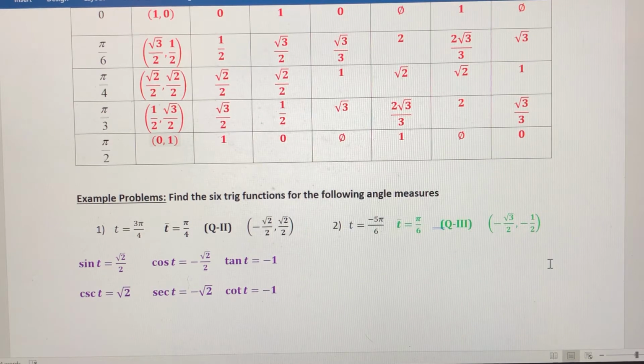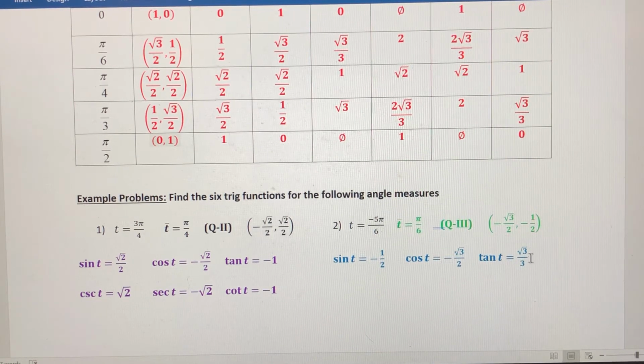So again, hopefully you're getting better and better at this. So I'm going to start to go through these a little more quickly. Sine is just going to be negative 1/2, the y-coordinate. Cosine is the x-coordinate. Okay, tangent, we're going to divide y by x. All right, we're going to have to do a little simplifying there. And when we do, we're going to get a positive because it's negative divided by negative.